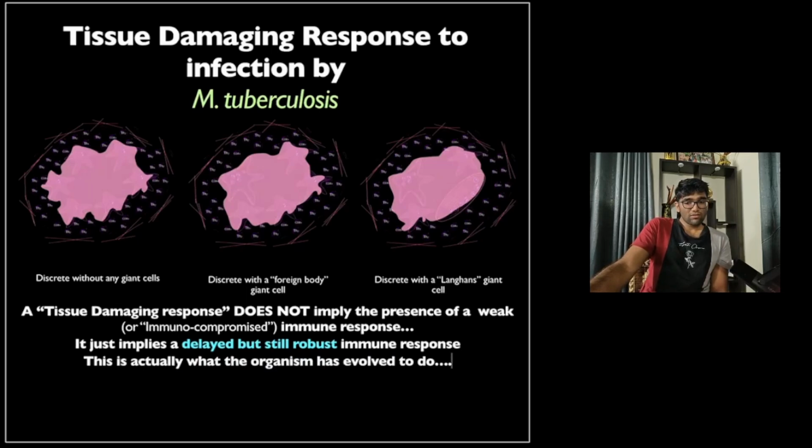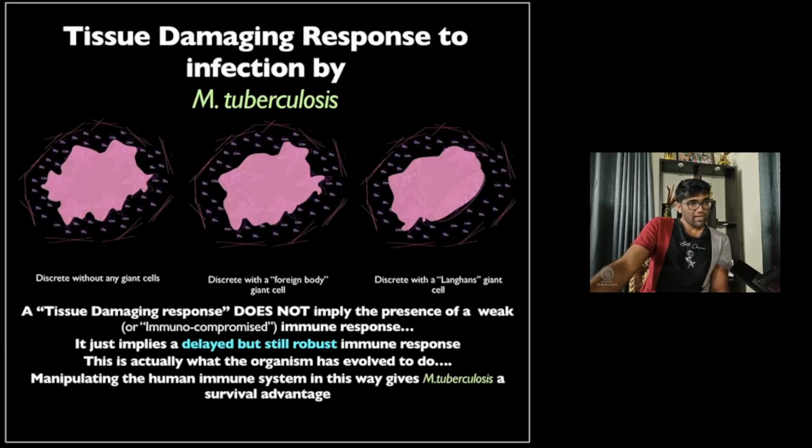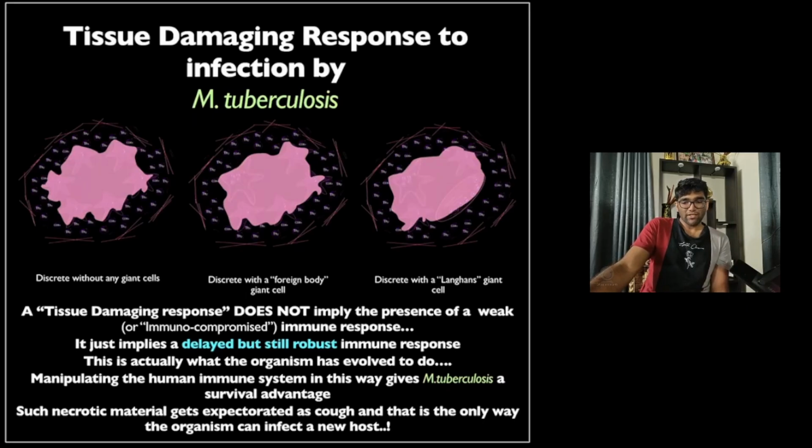This is actually what the organism, that is M. tuberculosis, has evolved to do. See, manipulating the human immune system in this way gives M. tuberculosis a survival advantage. Such necrotic material gets expectorated as cough, and that is the only way that MTB, once it has infected a human host, can go to another human host. So it has a selective survival advantage in doing this.